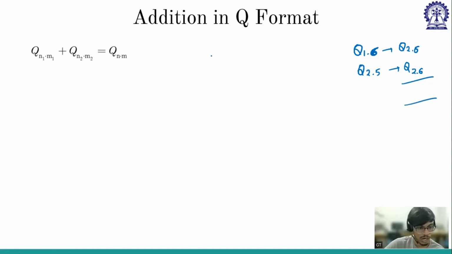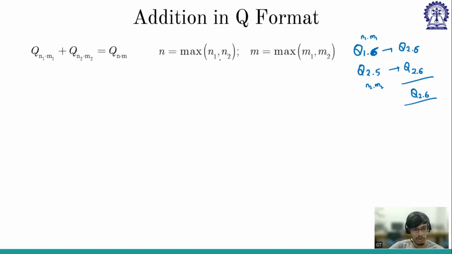Say this is Qn1.m1 and this is Qn2.m2. The final one is say Q2.6. So 2 is the maximum of n1 and n2, and 6 is the maximum of m1 and m2. So n will be the maximum of n1 comma n2, m will be the maximum of m1 comma m2. So when there are two different Q format numbers and you are adding them, you have to maximize the n and m, and then only you can add.